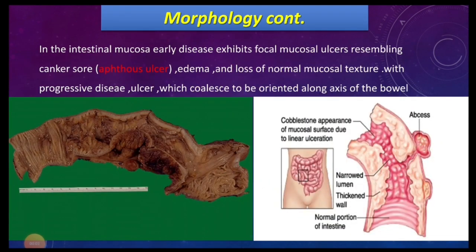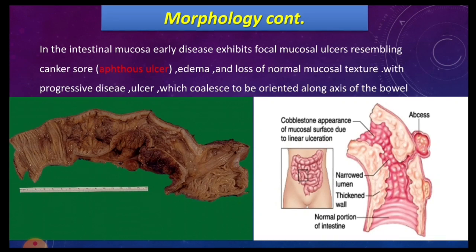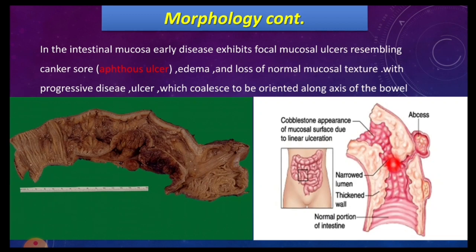So, what about the mucosa? In the intestinal mucosa, early disease exhibits focal mucosal ulcers resembling canker sores. That's at the beginning of the disease, and we have edema and loss of normal mucosal texture. But with progressive disease, the ulcers enlarge and heal to be oriented along the axis of the bowel. Here we can see a cobblestone appearance, and that happens due to linear ulcerations.